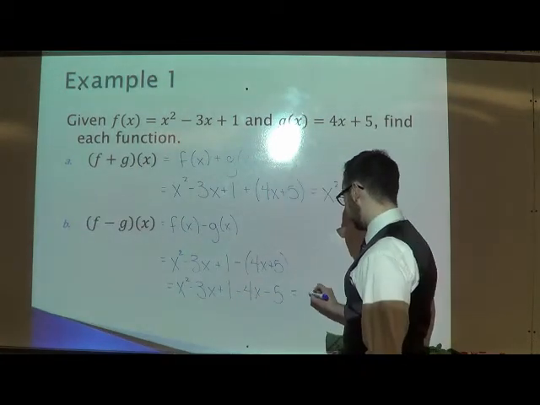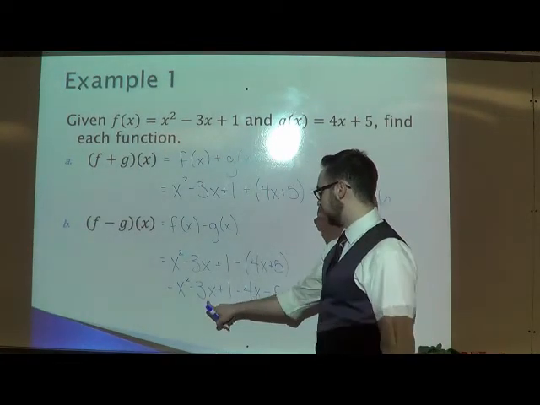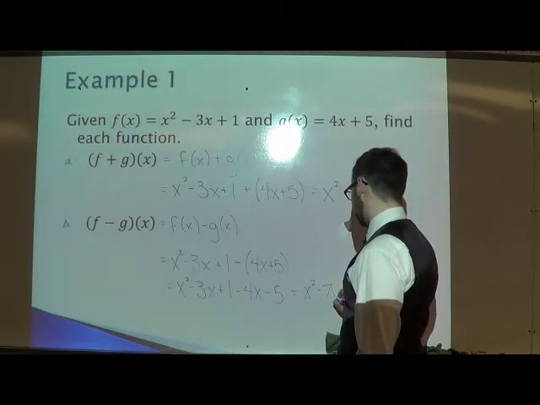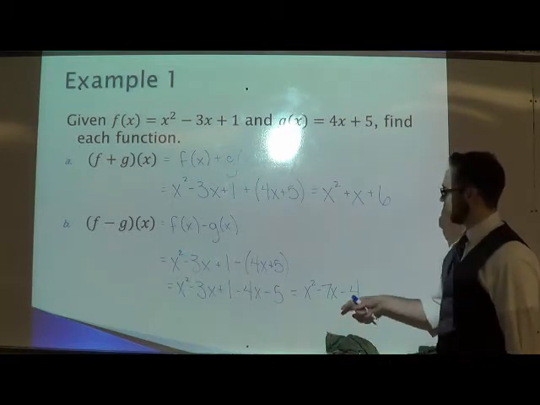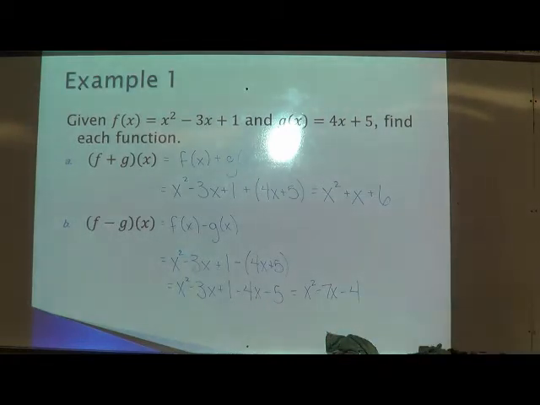So x squared again doesn't have anything. So negative 3x minus 4x is a negative 7x. 1 minus 5 is a negative 4. So that's our new function when we subtract the two given functions.